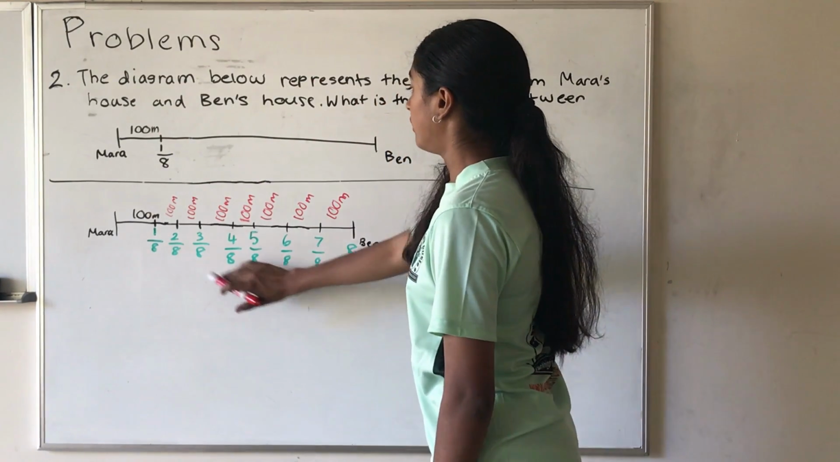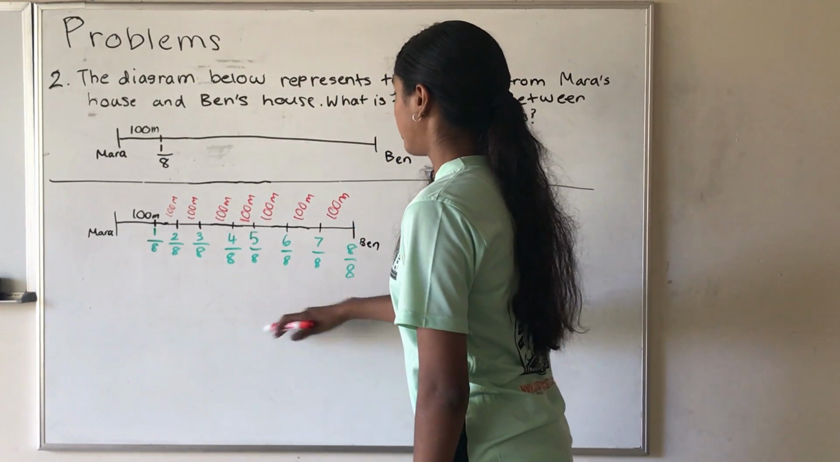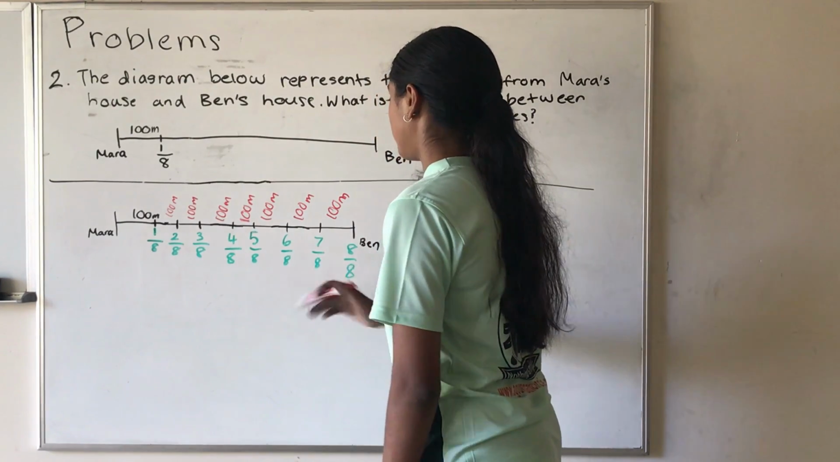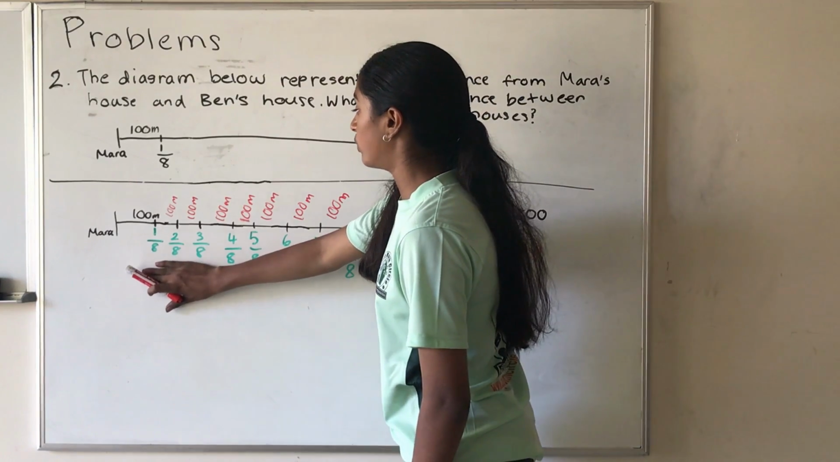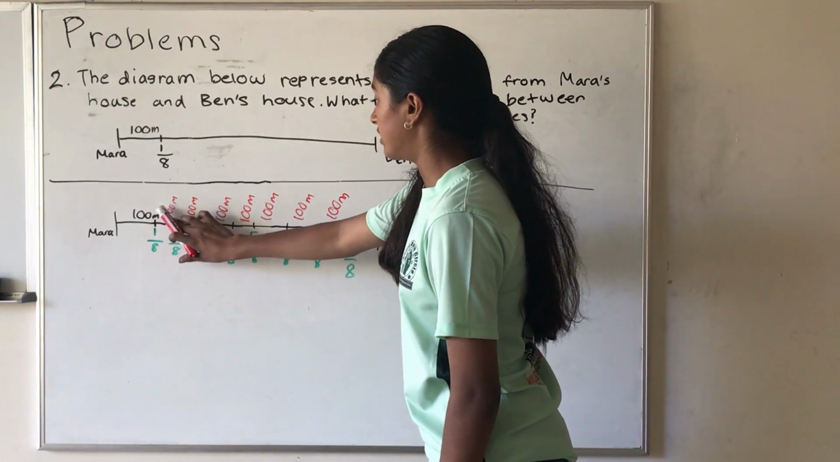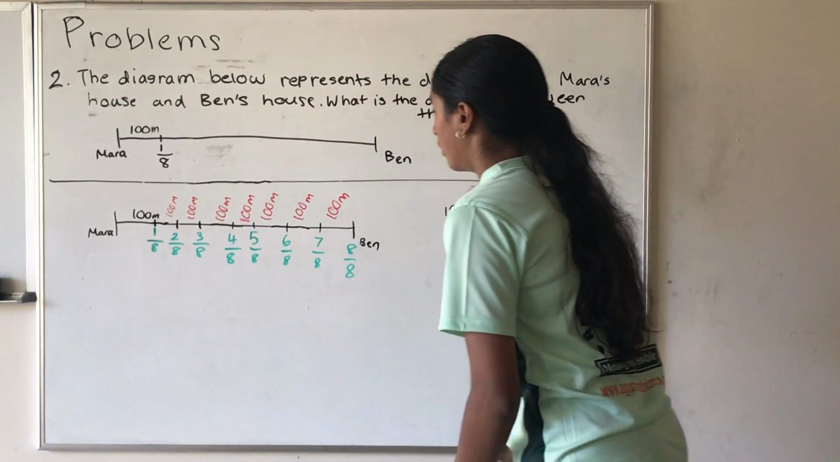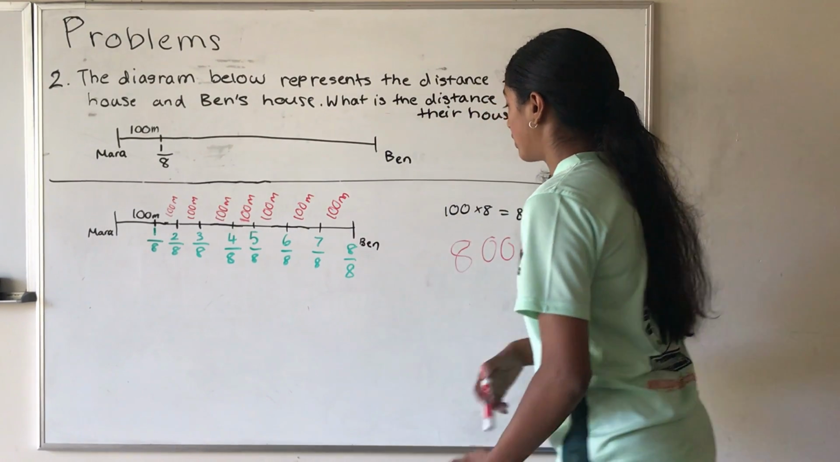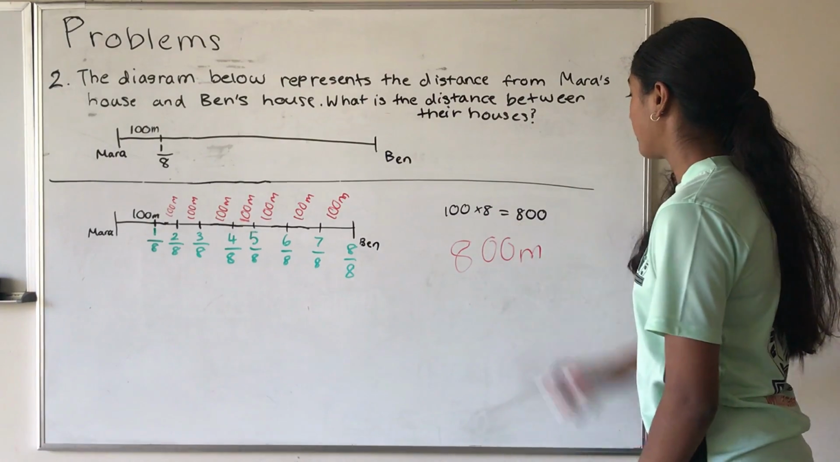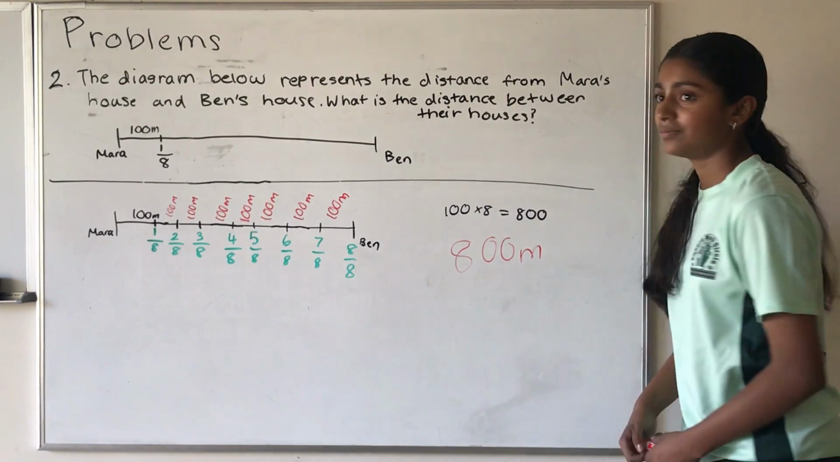So in this diagram, I marked every distance of 1/8 from 1/8 to 8/8. So you go from 1/8 to 2/8 and 3/8. Since each distance is 1/8, you know that each distance is 100 meters. So in total, there are 8 distances of 100 meters. So the total distance would be 100 times 8, which is 800 meters.